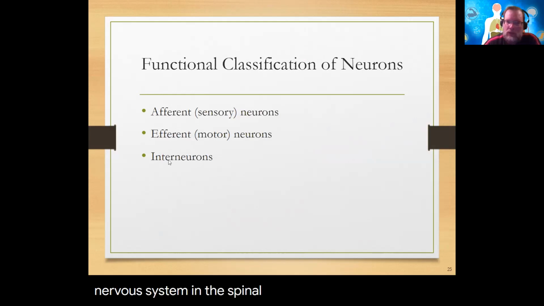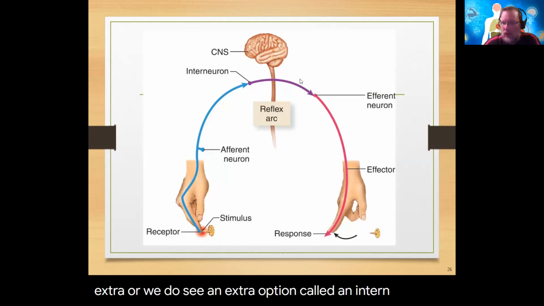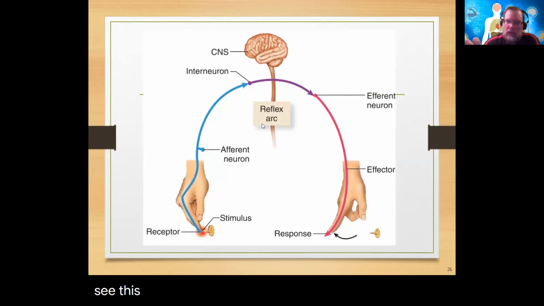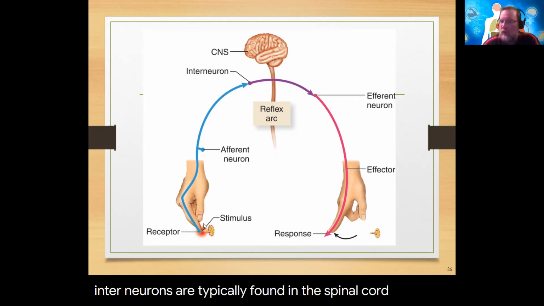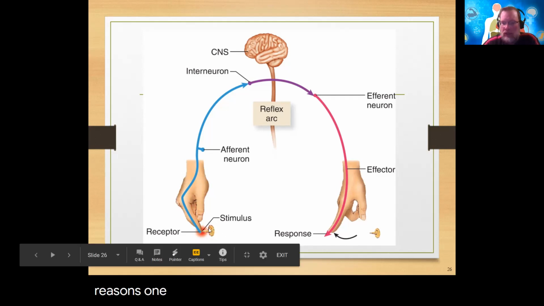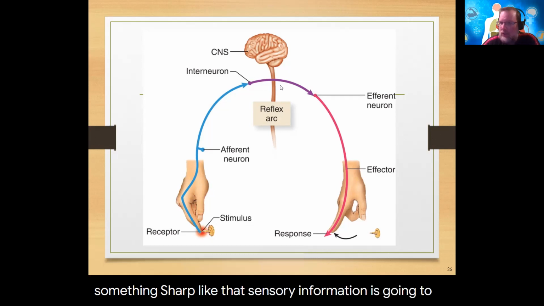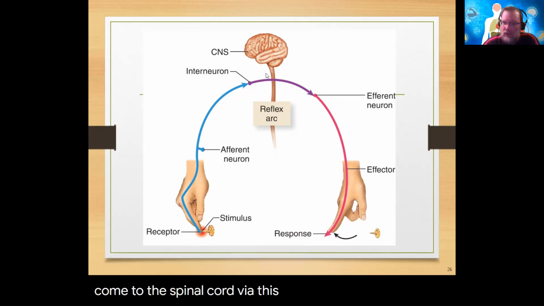In the spinal cord, we do see an extra option called an interneuron. We'll see this shortly when we look at the spinal cord in particular. Interneurons are typically found in the spinal cord for a few reasons. One, when I touch something sharp, like a thumbtack, that sensory information is going to come to the spinal cord via this afferent sensory pathway. Now, in the spinal cord, how does that information get up to my brain that I just touched something that was really sharp?